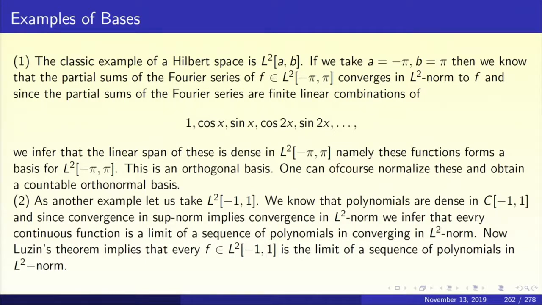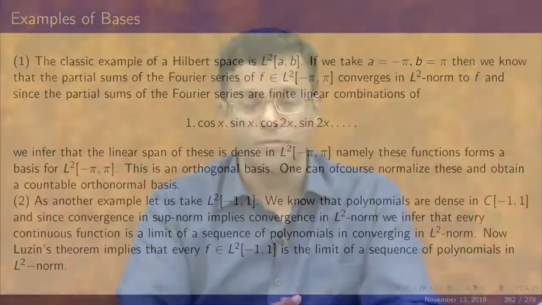are dense in L2, because after all S_n f is a finite linear combination of 1, cos x, sin x, cos 2x, sin 2x, etc. So, if I take the linear span of 1, cos x, sin x, cos 2x, sin 2x, etc., this linear span will contain the partial sums of all the elements in L2, and so the closure of this linear span will be the whole of L2. That completes the argument for L2 of minus pi to pi. We have exhibited a basis. Classical Fourier series gives us an example of a basis.